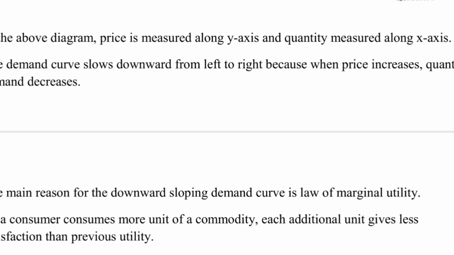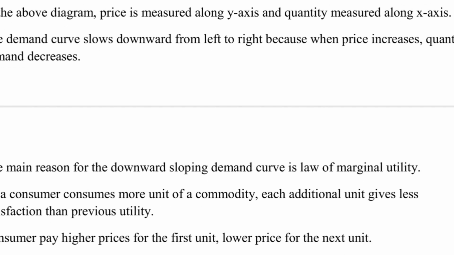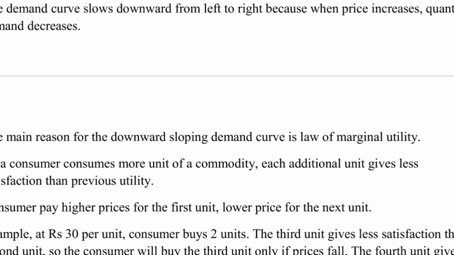Now the main reason for the downward sloping demand curve is the law of diminishing marginal utility. I already told you that. As a consumer consumes more units of a commodity, each additional unit gives him less satisfaction than the previous unit. We have seen in the law of diminishing marginal utility that the second commodity gives less satisfaction compared to the first commodity.